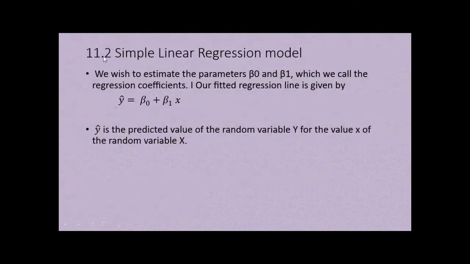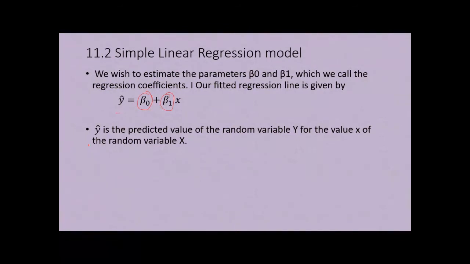Now 11.2, simple linear regression model. We wish to estimate the parameters beta 0 and beta 1, which we call the regression coefficients, and our aim is to find these two. If you know beta 0 and beta 1, you are done with the straight line, isn't it? Our fitted regression line is given. This is our regression line.